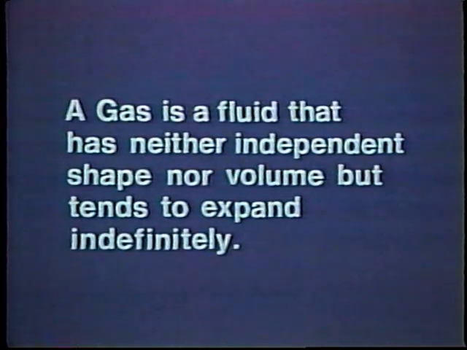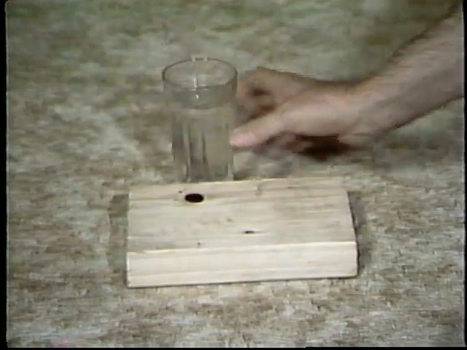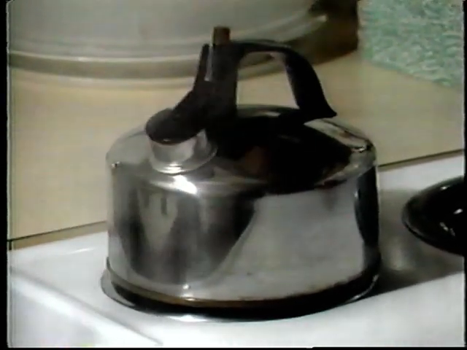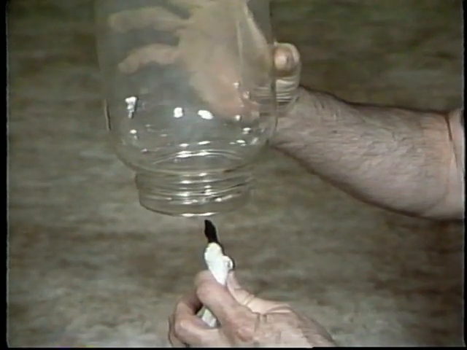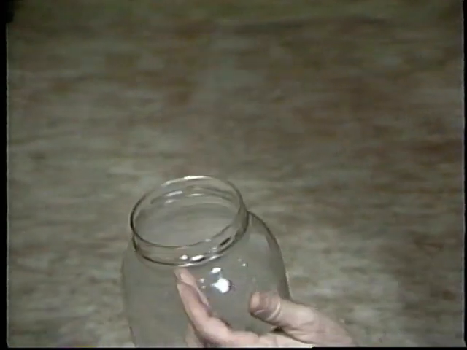As we've said before, by definition, a gas is a fluid that has neither independent shape nor volume, but tends to expand indefinitely. Molecules of liquids and solids cling together, but molecules of gases do not attract each other. Instead, they are constantly racing around, much like a swarm of bees. If a gas is not in a closed container, it immediately disperses into the atmosphere in all directions. If even a small amount of a gas is put into a container, it will immediately disperse throughout the vessel.